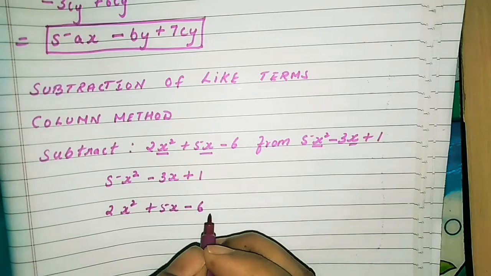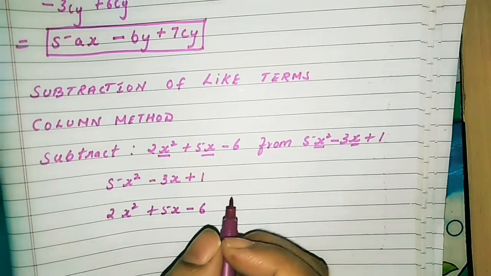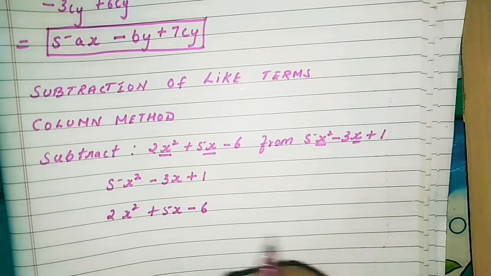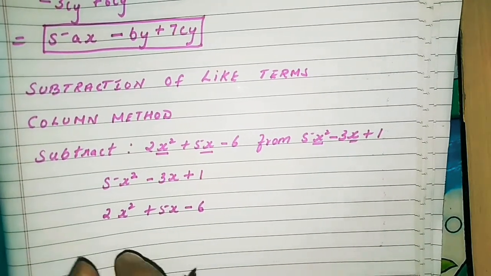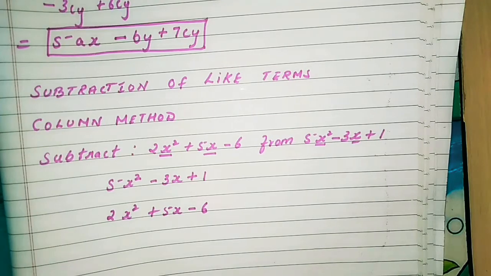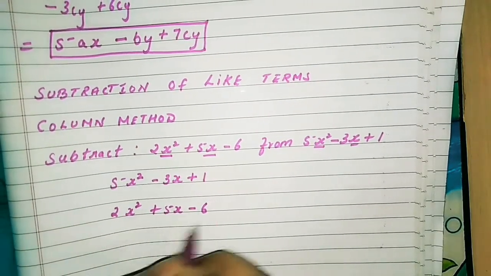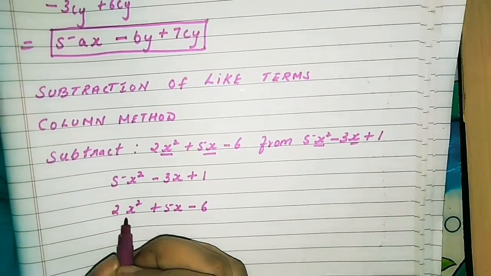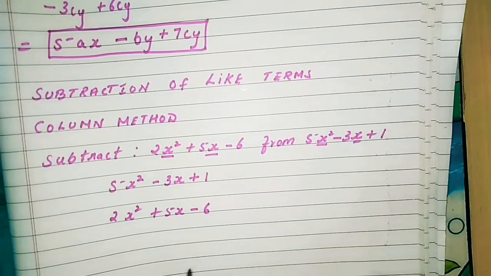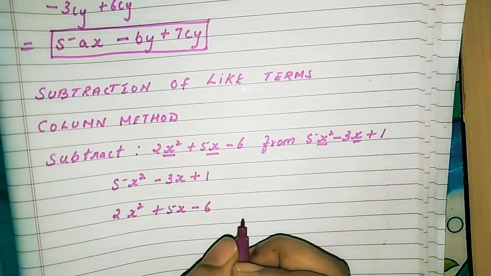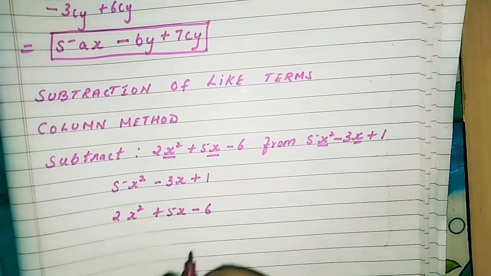So what we've done is we have arranged the two rows in such a way that the like terms are written one below the other, taking special care that the expression that we need to subtract is written in the second row. So this expression which has to be subtracted is written in the second row. Now the second step here is we have to change the sign of each term in the second row. This is your second step.